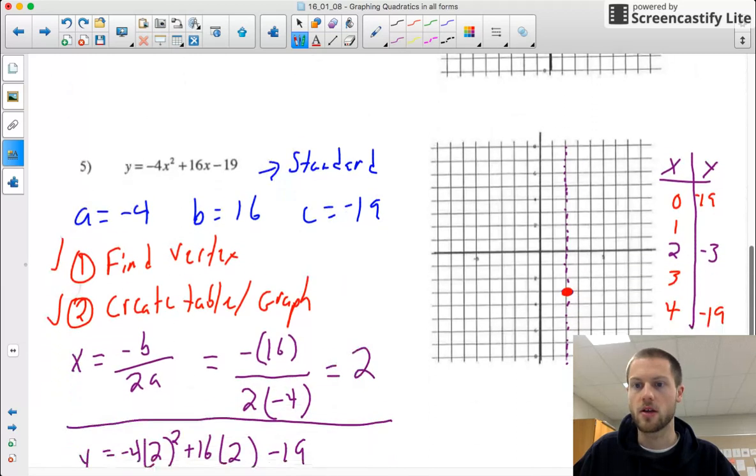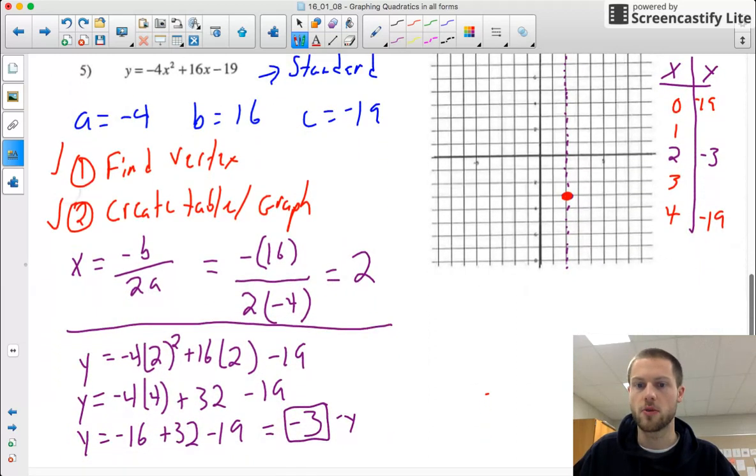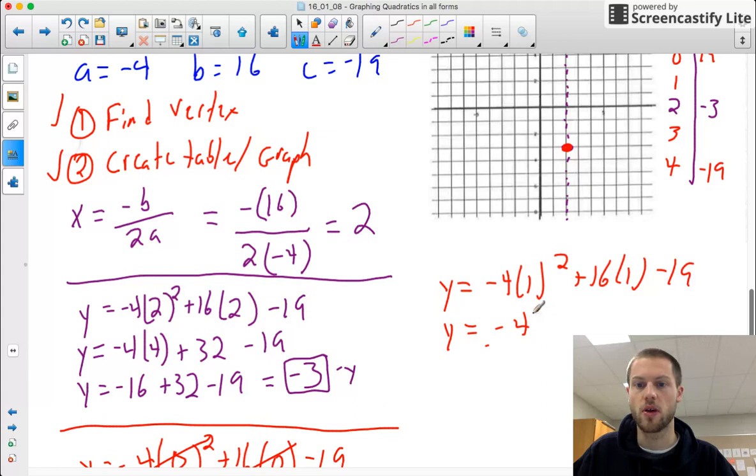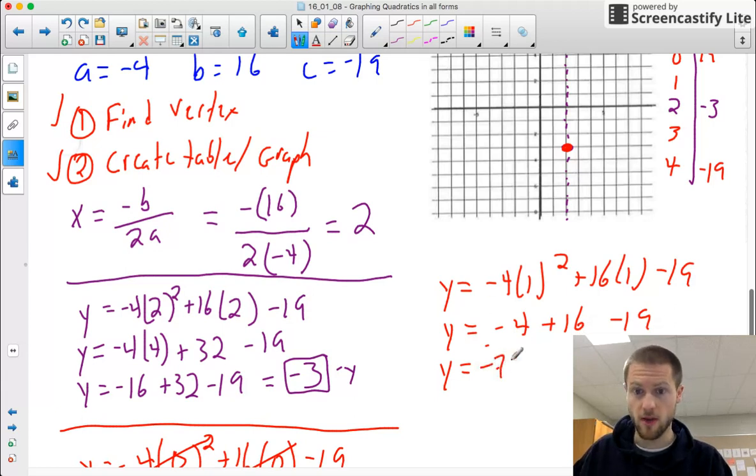And let's do x is 1 next. I'm going to try and scroll down without messing everything up. We'll do y equals negative 4 times 1 squared plus 16 times 1 minus 19. I've got y equals negative 4 times 1. I'm just going to leave that as negative 4. And then plus 16 and minus 19. So y is going to equal, this will give me a 12, and 12 minus 19 is going to be negative 7. So negative 7, I just found another 2 y values, and now I'm ready to plot.